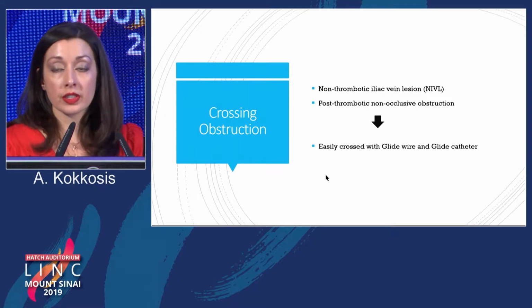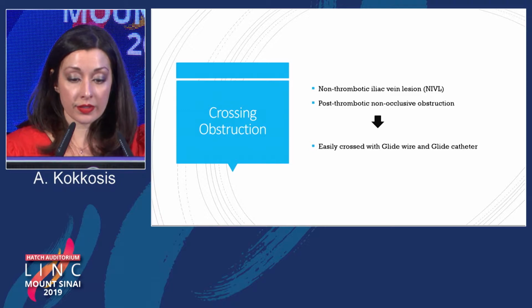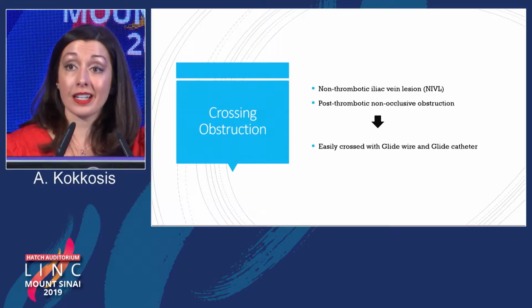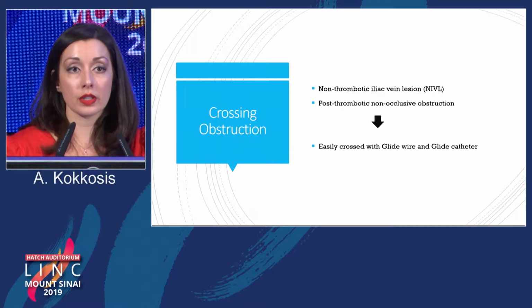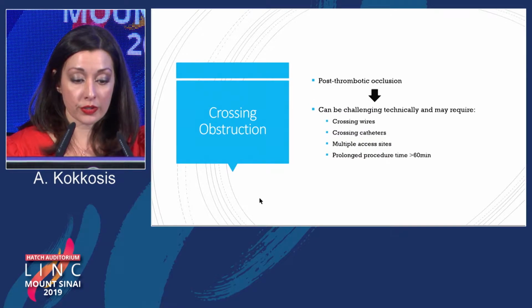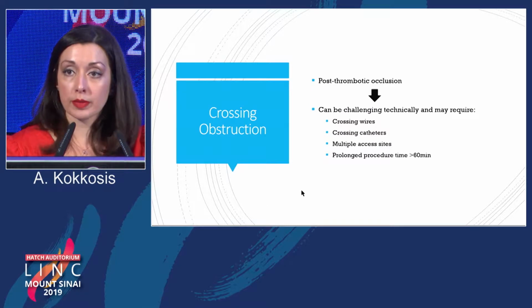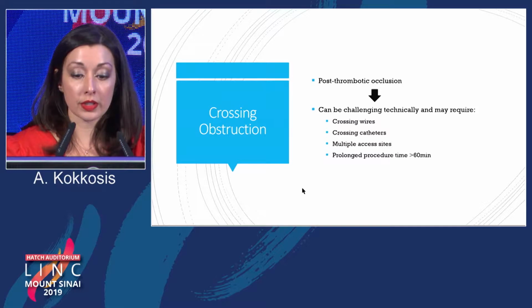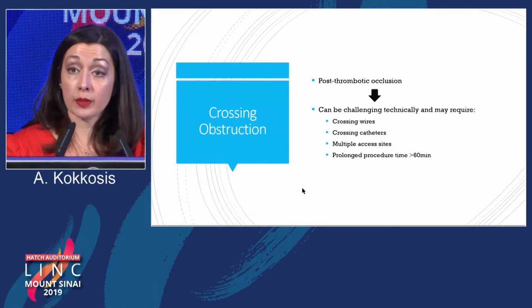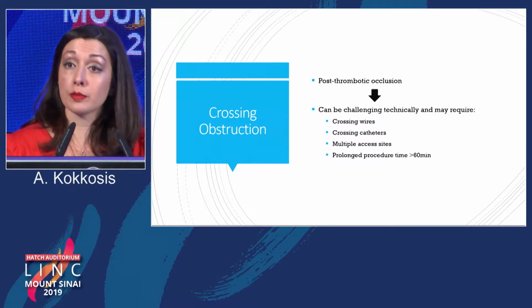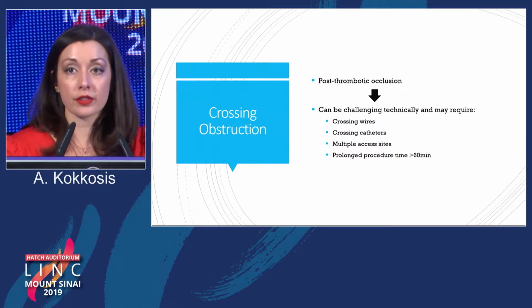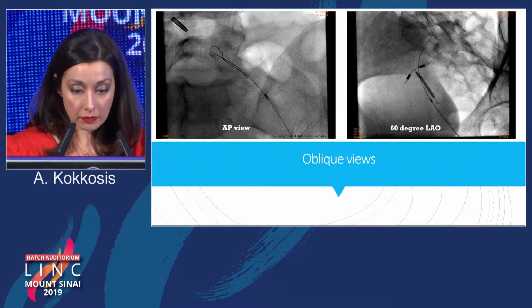In terms of crossing the obstruction, for the non-thrombotic lesions or the post-thrombotic that are not 100% occluded, you'll easily cross with a glide wire or glide catheter, which is typically my preference. For the post-thrombotic occlusions that are 100% occluded, they'll be challenging. Procedure time will be prolonged. You'll probably use multiple access sites, crossing catheters, crossing wires, and so forth.